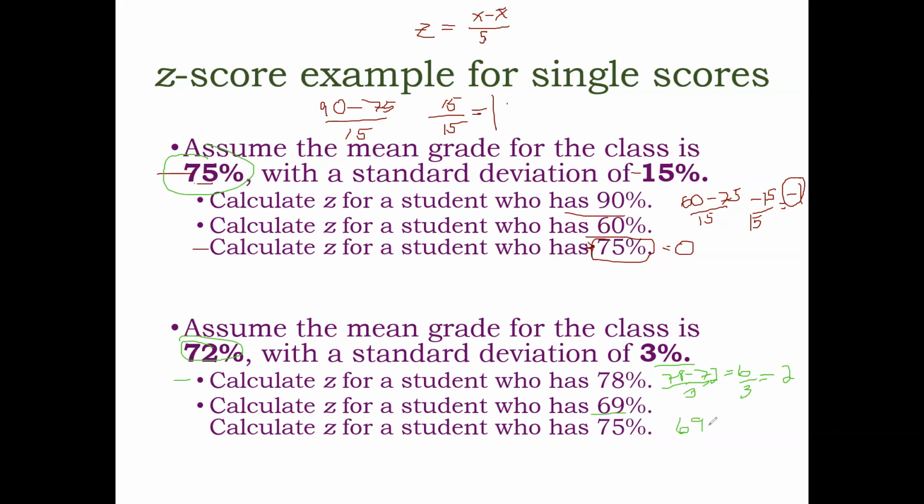69 minus 72 over 3 equals negative 3 over 3, which equals negative 1. A pretty normal score. As we will see, 68% of all scores are within 1 standard deviation of the mean, right? Finally, z for someone who has a 75. So 75 minus 72 over 3 equals 3 over 3 equals 1. Okay? So, pretty simple.